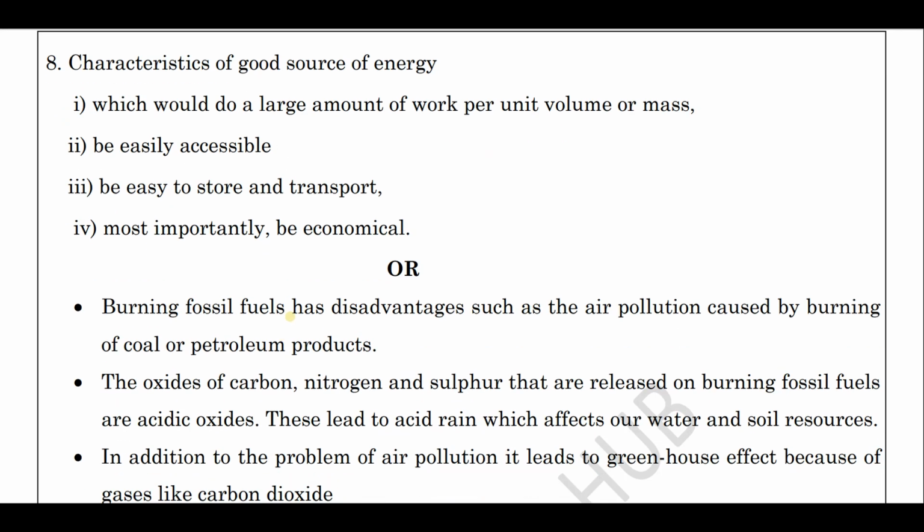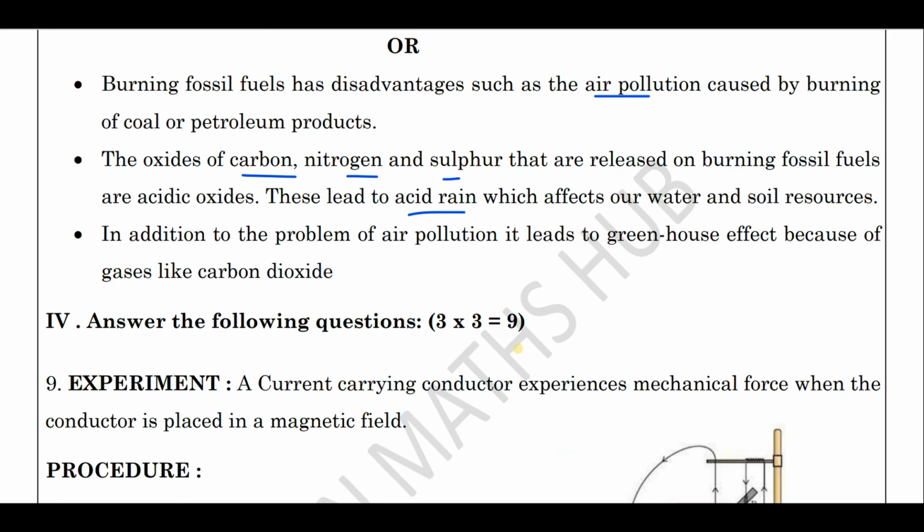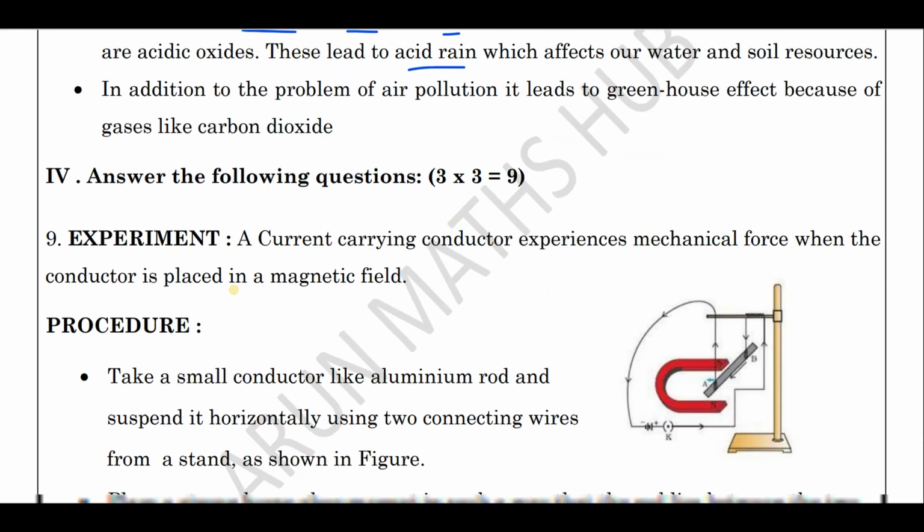What are the effects caused due to overuse of fossil fuels? It leads to air pollution. The oxides of carbon, nitrogen and sulfur that are released on burning fossil fuel are acidic oxides. This leads to acid rain, which affects our water and soil resources and also many monuments. In addition to air pollution, it leads to greenhouse effect because of greenhouse gases like carbon dioxide.